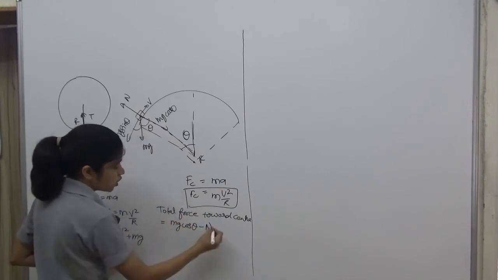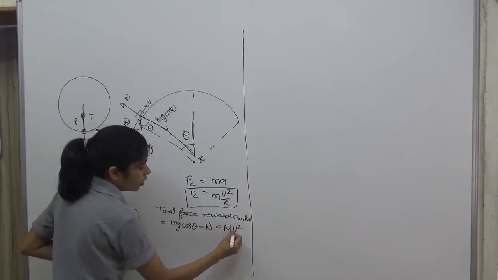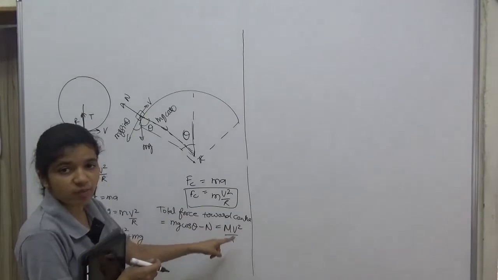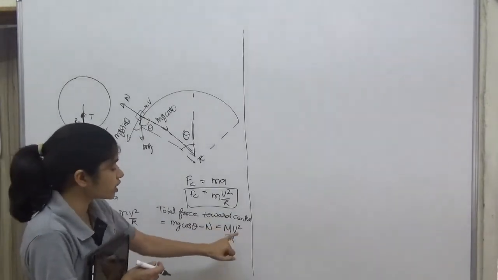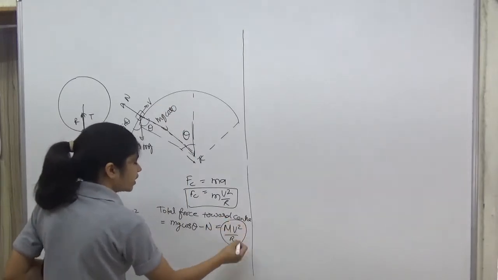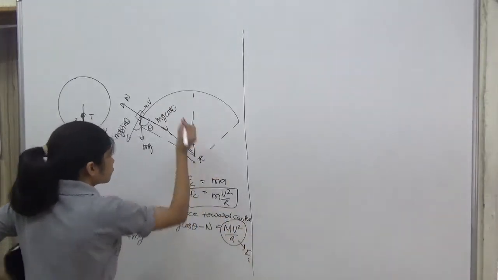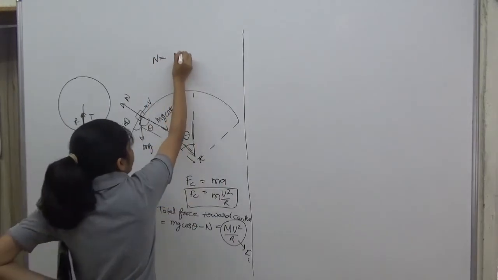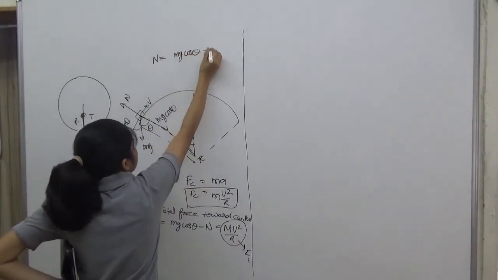Clear? This is equal to nothing but mv square by r, because v we are keeping constant, the driver is maintaining the constant speed. So v is constant, r is constant. So now what we have, we will just replace it with fc. So normal is equal to कितना आया हमारे पास? mg cos theta minus fc.